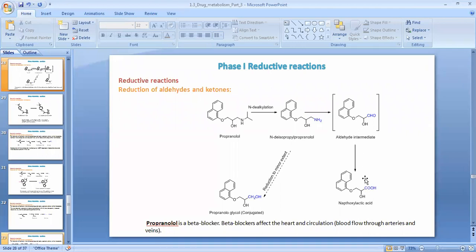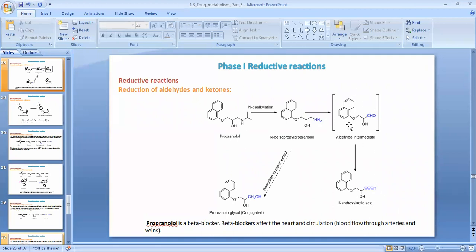If it goes for a phase 1 oxidation type of reaction, the propranolol aldehyde derivative is converted into naphthoxyacetic acid. If it goes for phase 1 oxidation, the aldehyde functional group is converted into an acidic functional group, meaning an oxidation reaction has occurred. Which type of oxidation? Phase 1 oxidation of the aldehyde functional group or carbonyl compound. So it is converted into naphthoxyacetic acid.